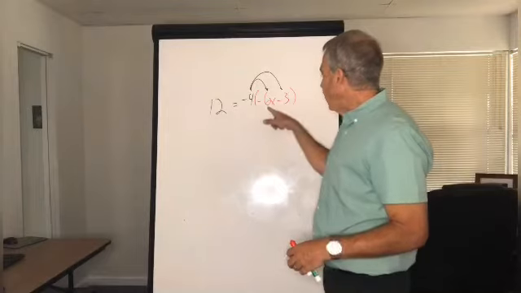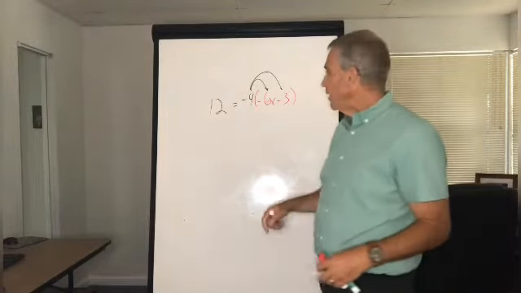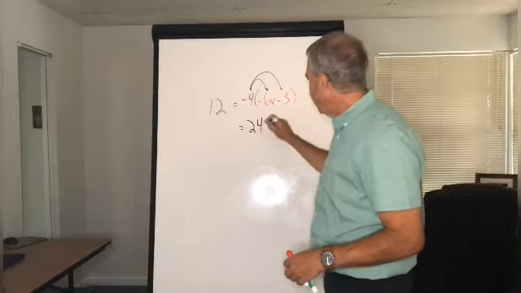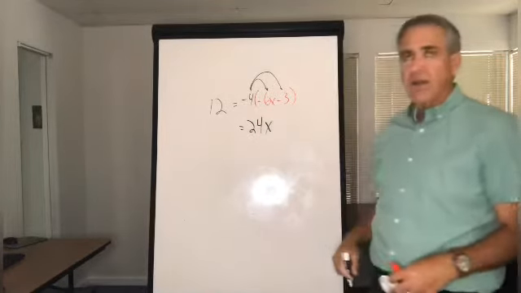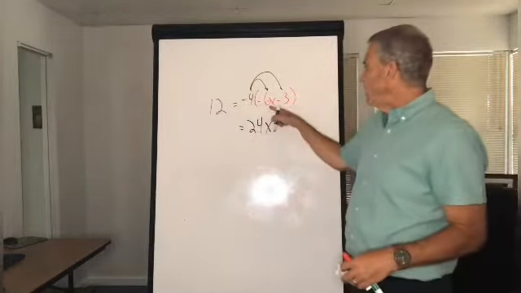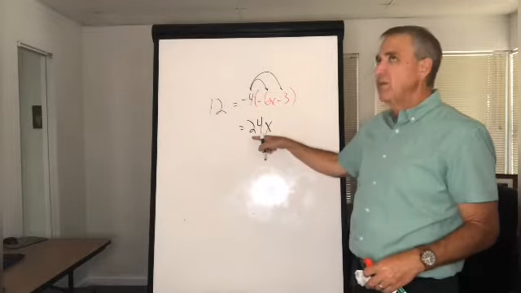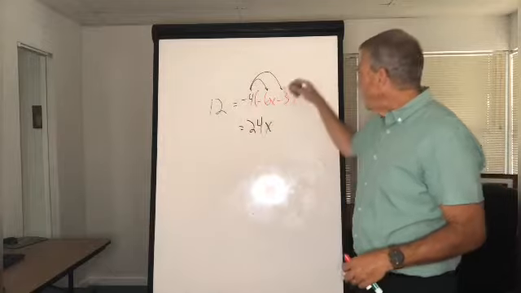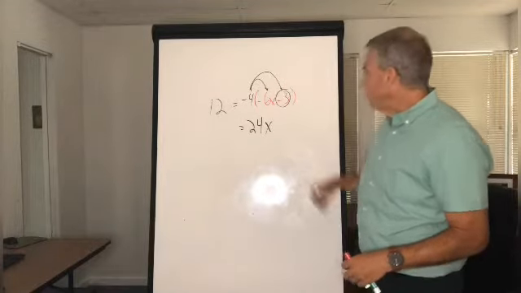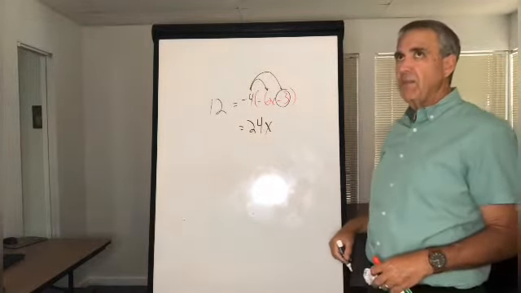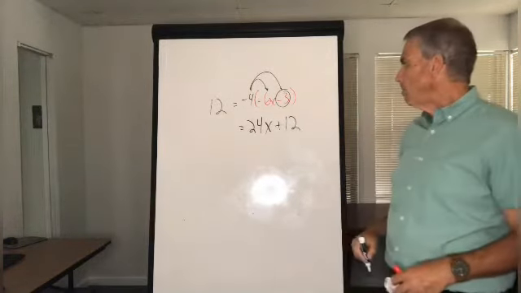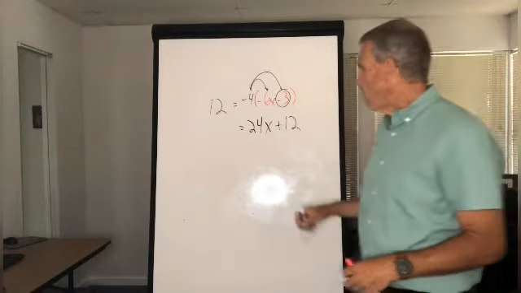Negative 4 times a negative 6. Put it in your calculator. Positive 24. Please don't leave the x off. It's still there. Negative 4 times negative 6 is a positive 24x. Negative 4 times a negative 3. Negative times negative is a positive 12.